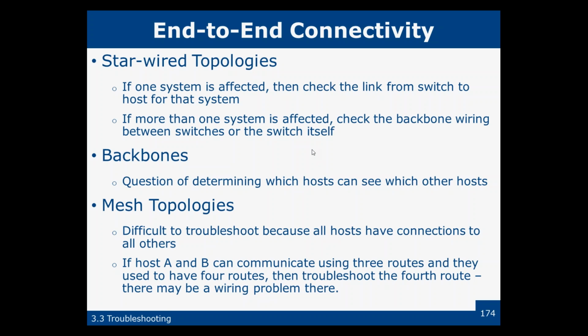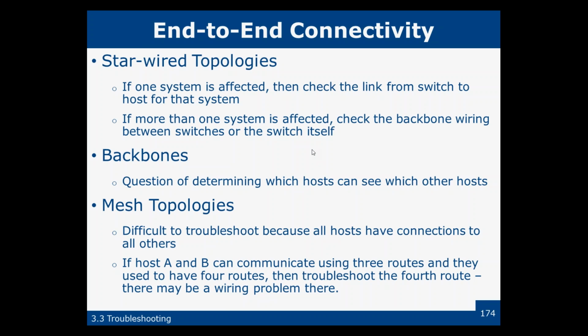So if more than one system is affected, check the backbone wiring, what does work and what doesn't work, and that's going to be one of the big deals. Part of the network works, part of the network doesn't work. The half over here is on the same set of wiring, and we haven't done any kind of redundancy, then it could be an issue with the connectivity there.